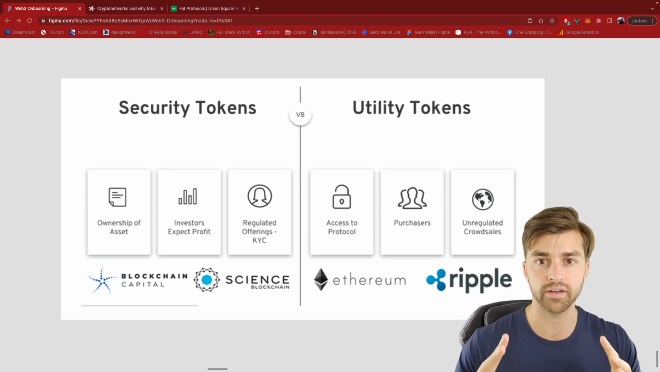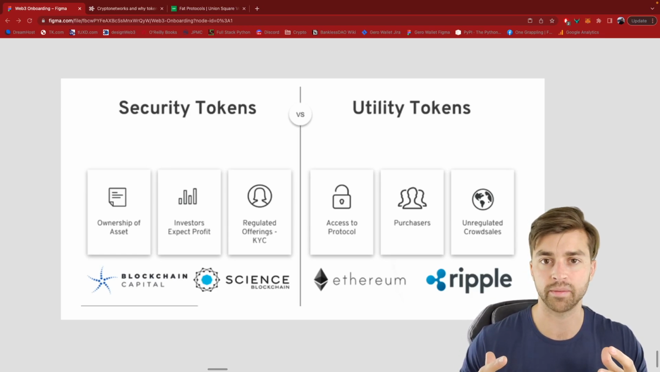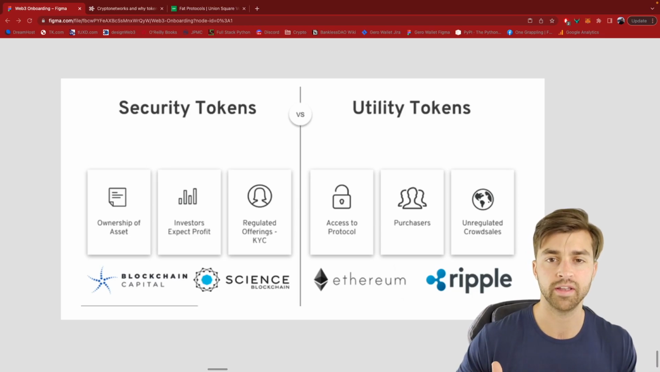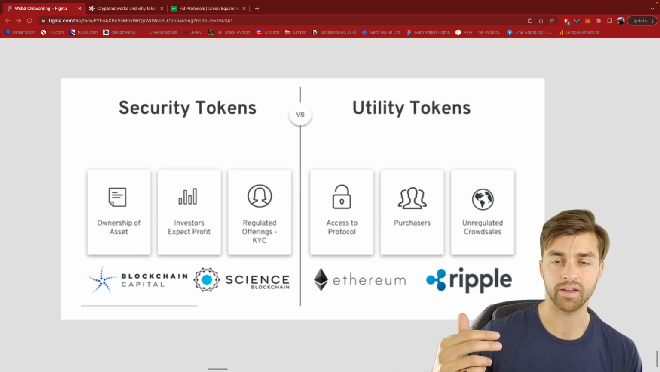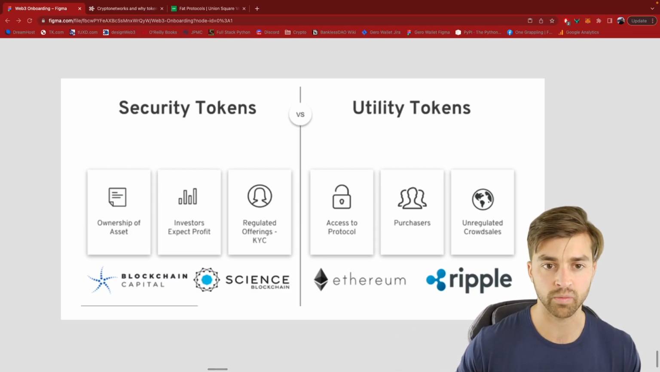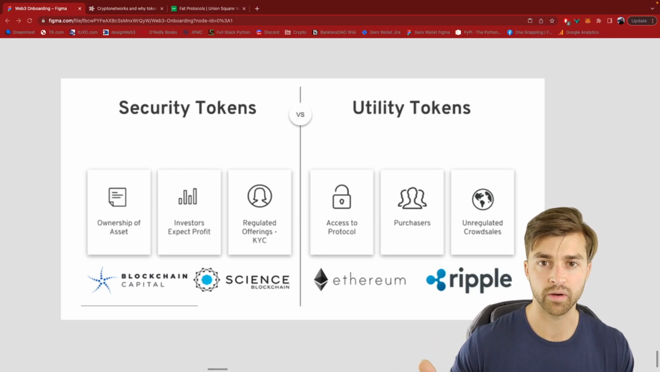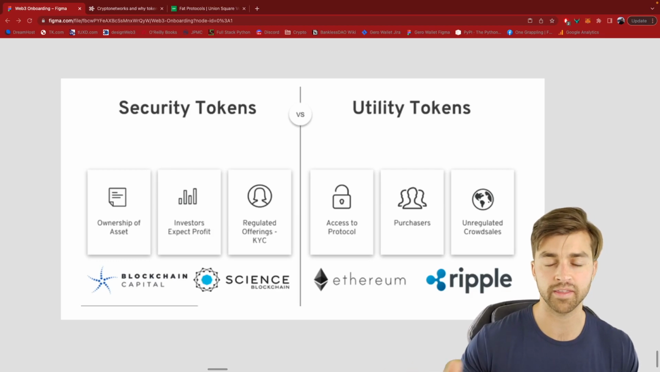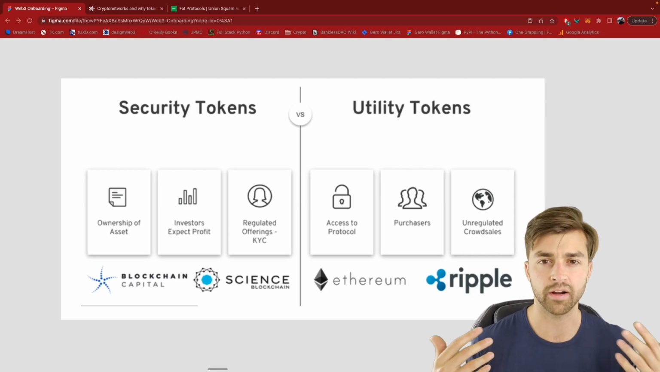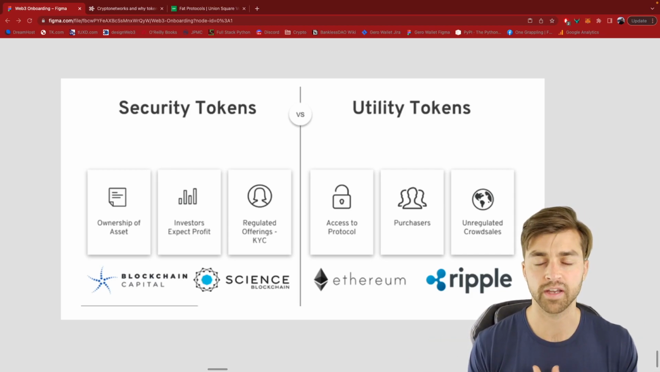Now, these securities are regulated by something called the SEC, the Securities Exchange Commission in the US. The mandate of the SEC, I looked on their website, is to promote efficient securities markets and then to protect investors from securities fraud. So yeah, these security tokens just represent real-world securities.